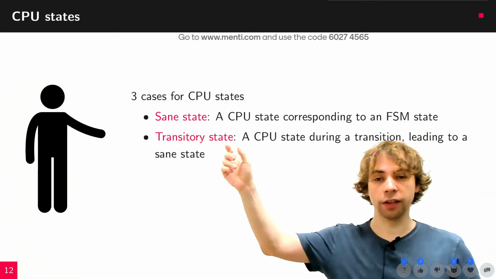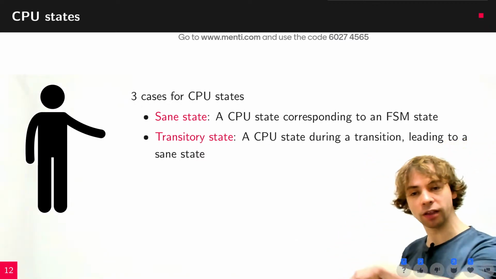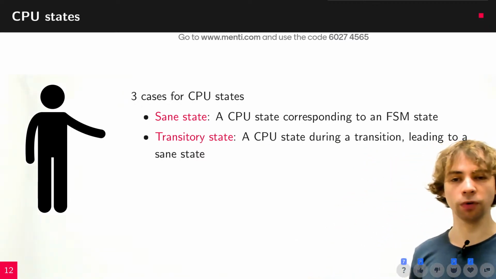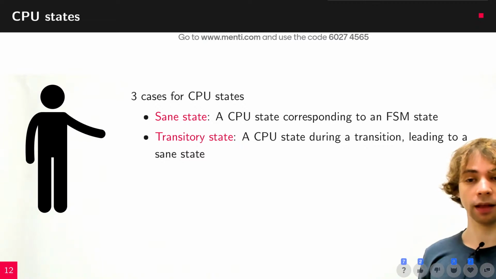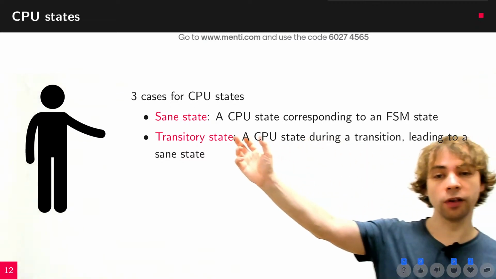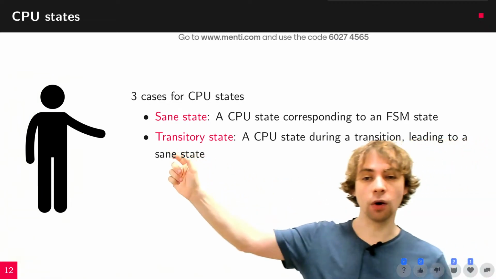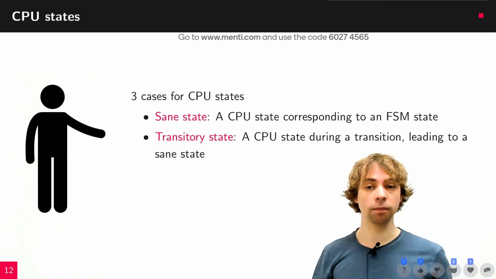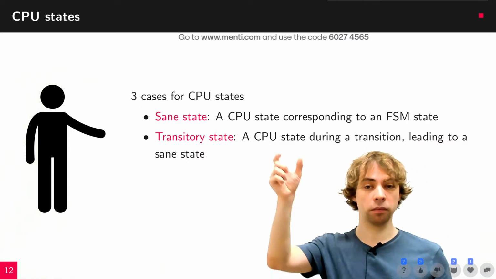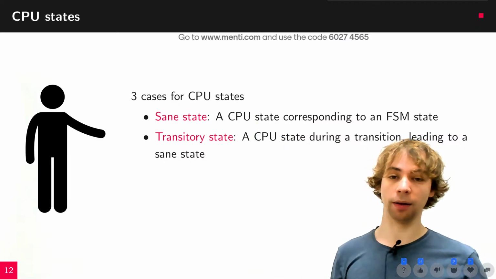Then the transitory state, that's the CPU state during a transition, because during these transitions we will also have a lot of CPU states because the CPU has a lot more states than the finite state machine. And the consequence of this transition will be we go back to a sane state. That means the finite state machine state is equivalent to the CPU state, like we wait for input.